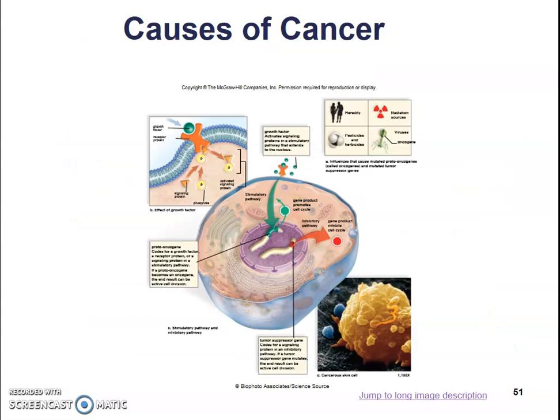Here we have a diagram showing the causes of cancer. It can be caused hereditarily. Some of us just have bad genes. Some of us are exposed to radiation, and that can cause cancer, especially skin cancer. That's why it is important to wear sunscreen.